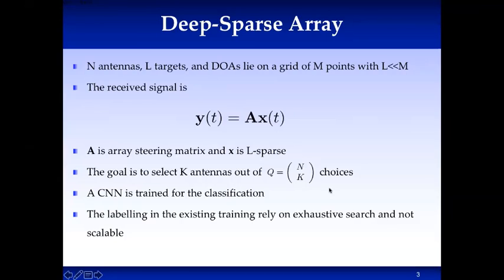To achieve this, we considered a classification approach where we trained a convolutional neural network to perform this task. However, the bottleneck with the existing approach is in generating the training data. In particular, for the labeling part, the method relies on an exhaustive search, which requires n choose k searches and which is not scalable for large numbers of antenna elements.